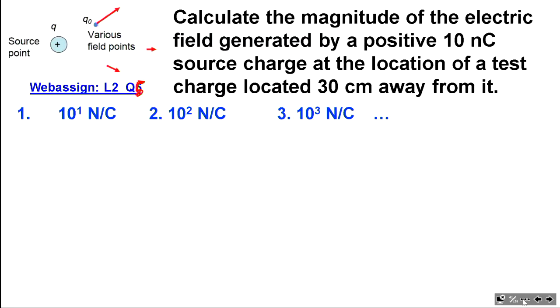So you have to write an equation. Electric field strength is equal to the magnitude of the force acting on a 1 Coulomb charge. So what do we do? Well, you imagine there is a second charge, a test charge located 30 centimeters away from the source of the electric field. How do we calculate the force? You know that you have to apply Coulomb's law.